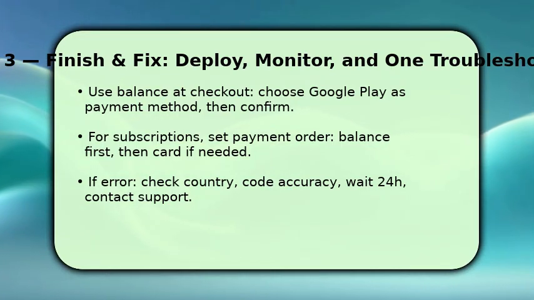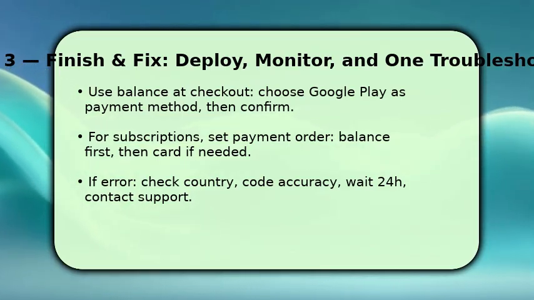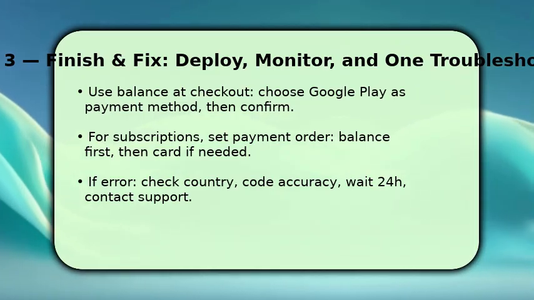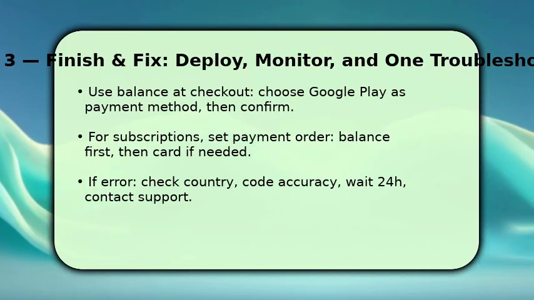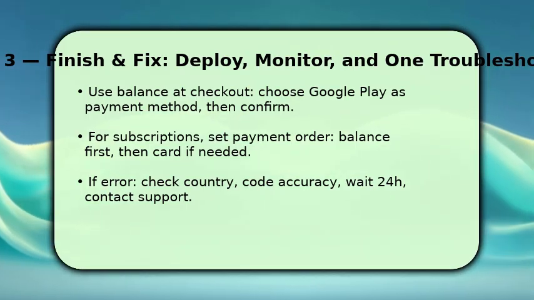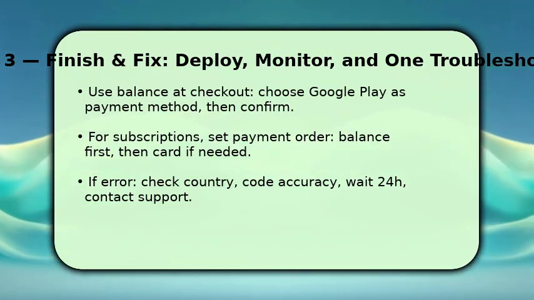If the code fails, first recheck the digits and country settings. Second, allow 24 hours for processing. Third, try redeeming on Play.Google.com. If problems persist, contact Google support with your receipt. This resolves most issues quickly.